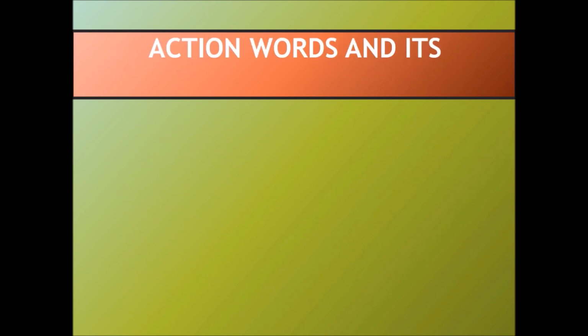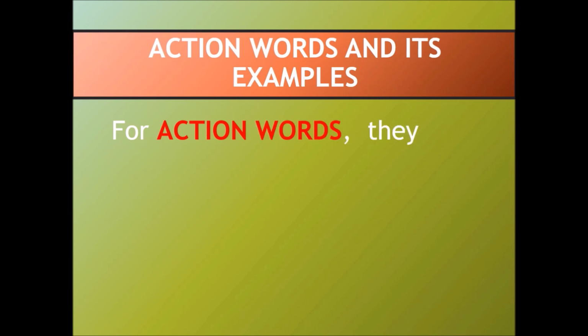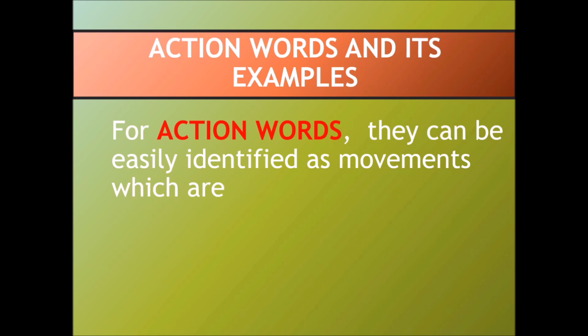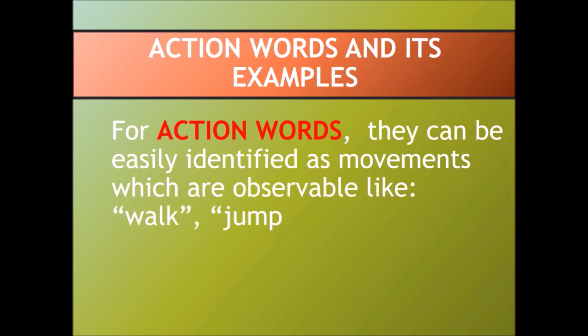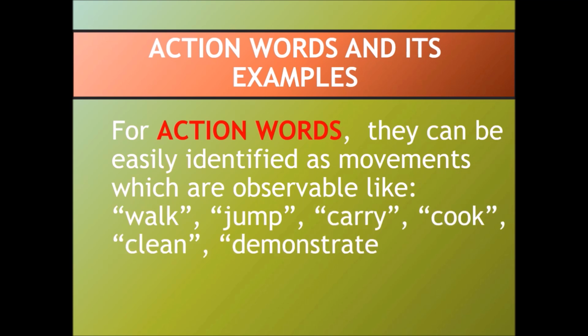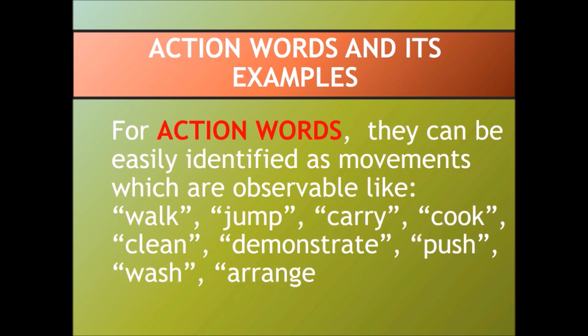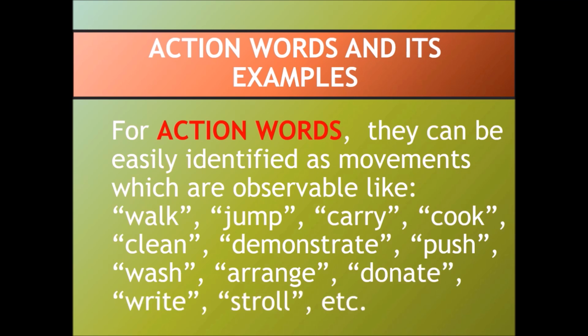Action words and its examples. For action words, they can be easily identified as movements which are observable, like walk, jump, carry, cook, clean, demonstrate, push, wash, arrange, donate, write, stroll, etc.